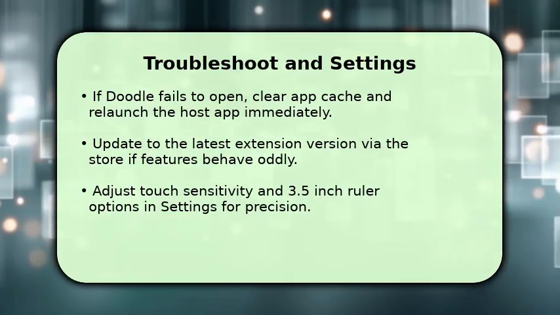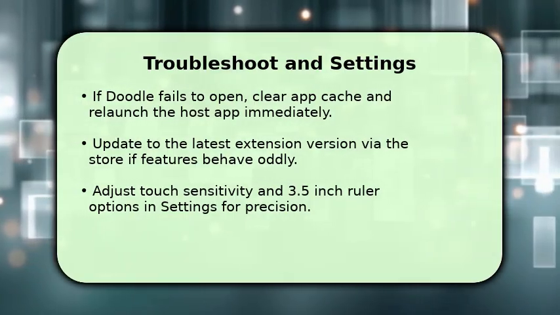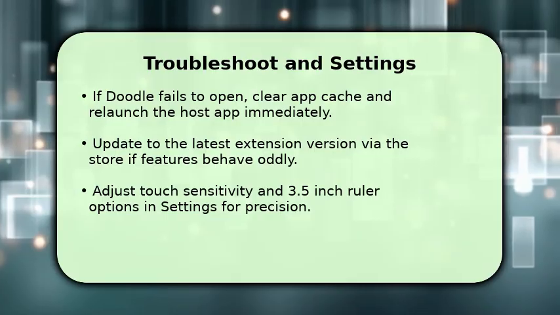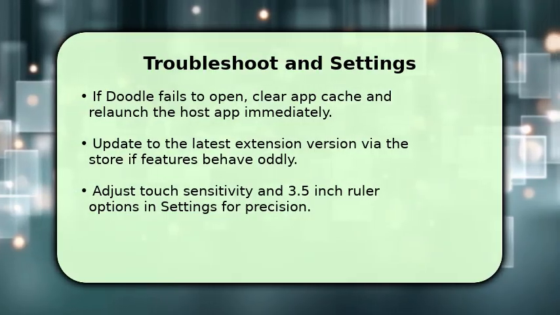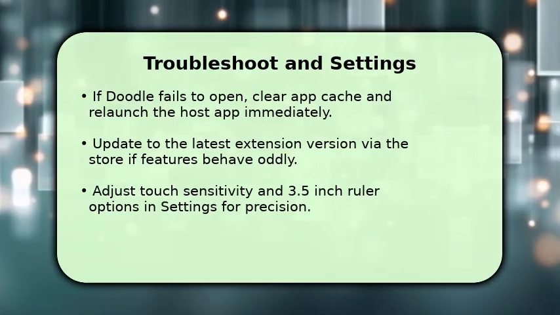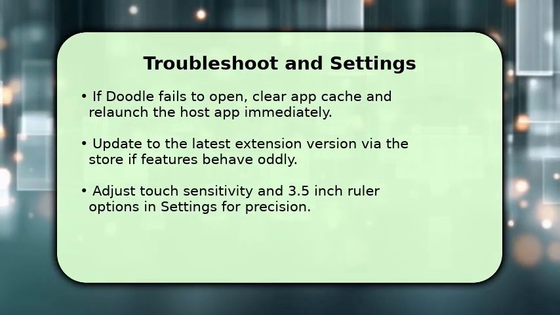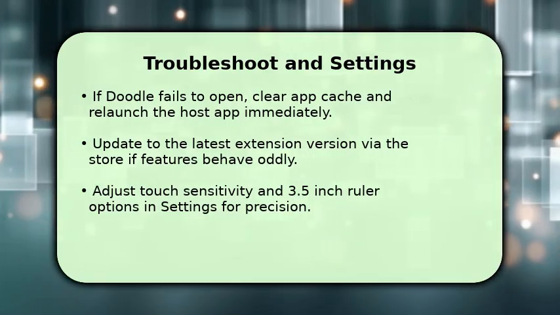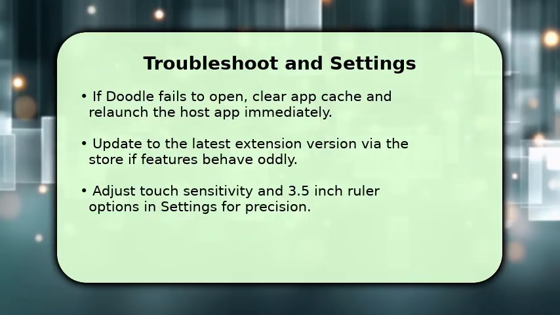Check that background permissions and battery optimizations are disabled for the browser or host. Update to the latest extension version via the store if features behave oddly or crash repeatedly. Use the Doodle settings menu to adjust touch sensitivity and 5-inch ruler options for precision.